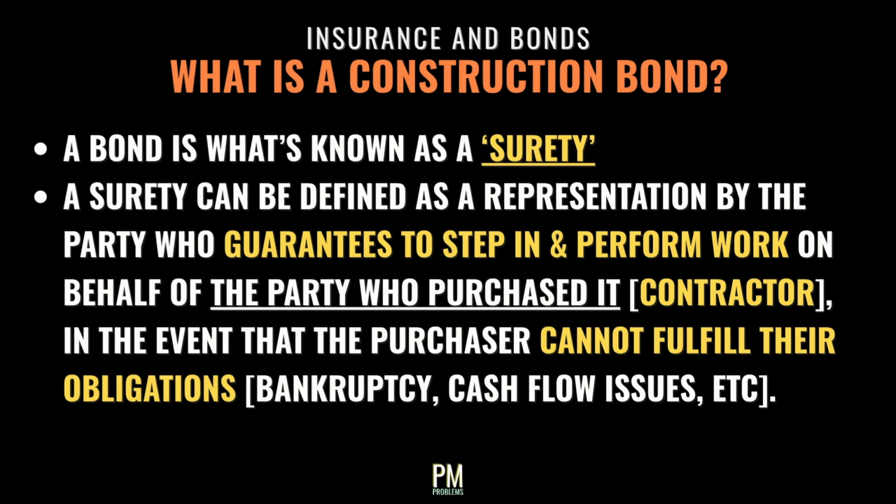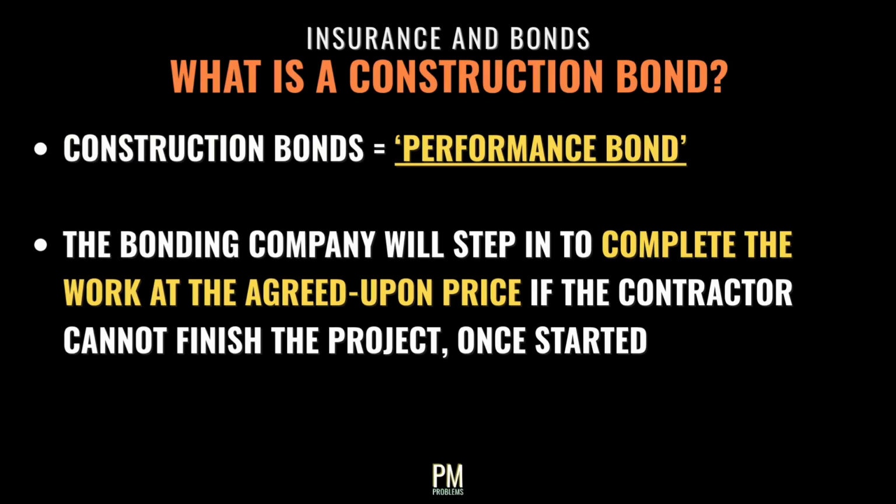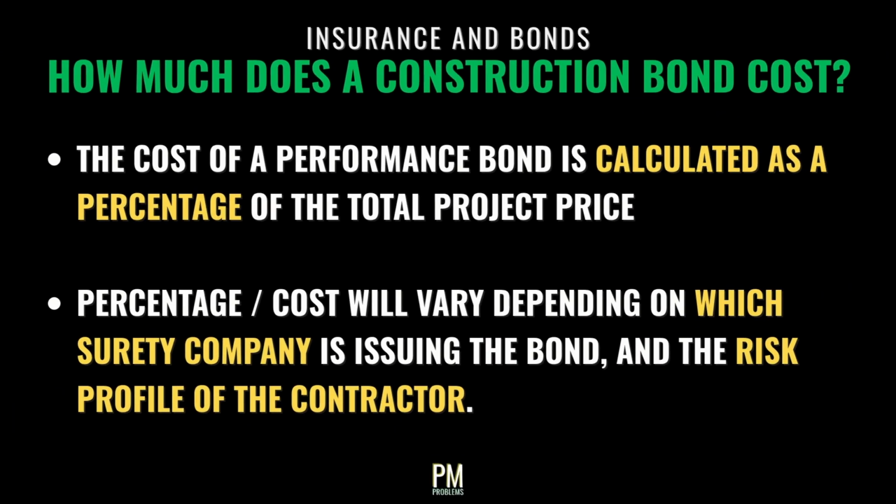Bonds are what's known as a surety, which can be defined as a representation by a party that will step in to perform the duties on behalf of the party who purchased the surety, in the event that the purchaser cannot fulfill their obligation. In the context of construction, contractors will purchase a performance bond, which means that the bonding company will step in to complete the work at the agreed upon price if the contractor cannot finish the project once started. The cost of a performance bond is calculated as a percentage of what the total price of the work is, and is calculated slightly differently depending on the surety company who's issuing the bond, as well as the risk profile of the contractor buying it.